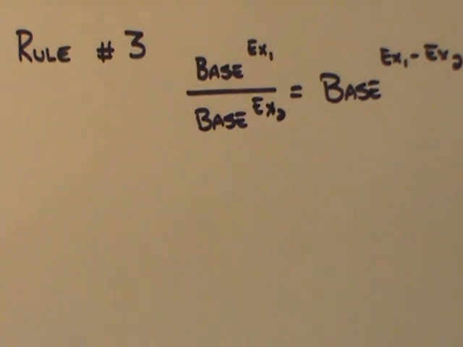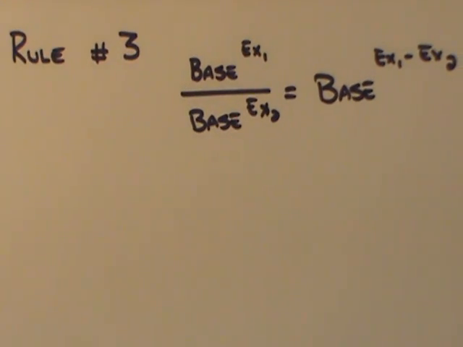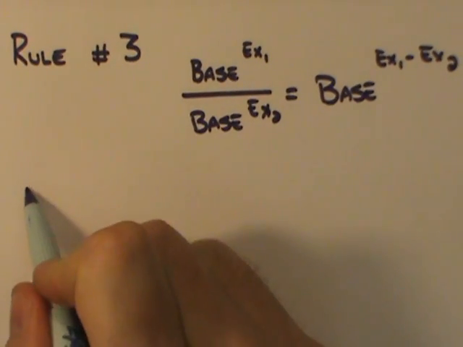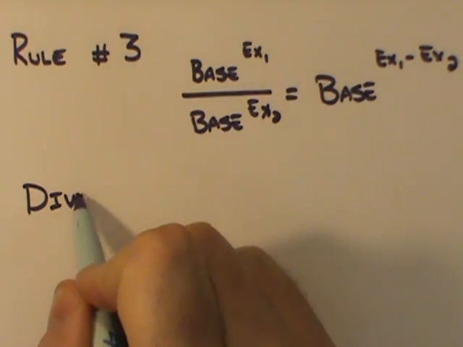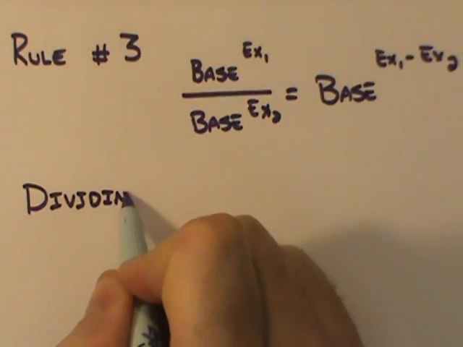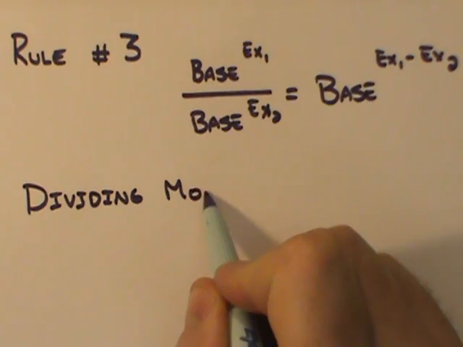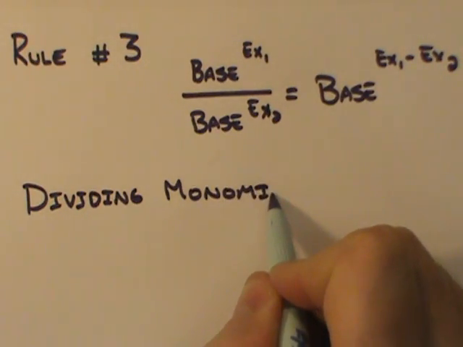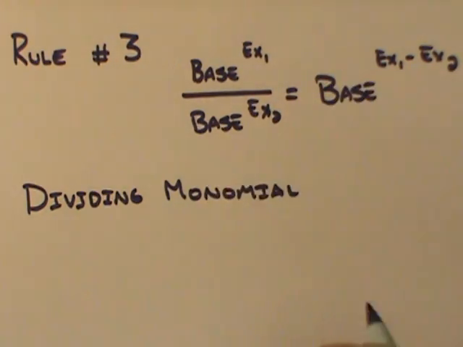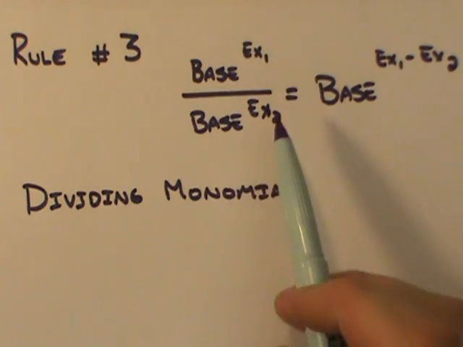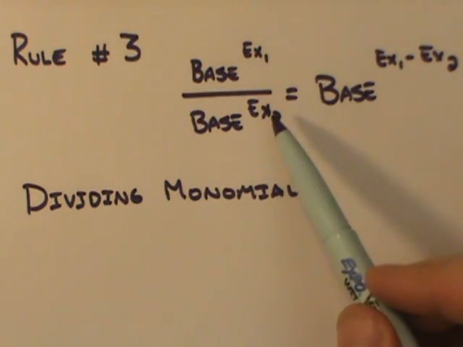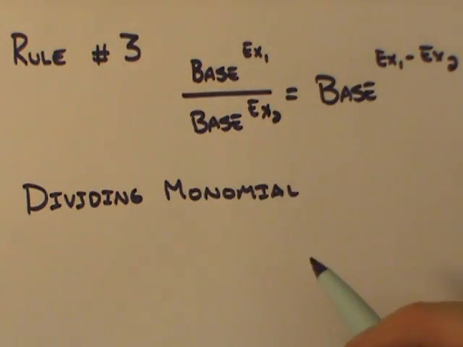Now it's time to introduce rule number 3, base exponent over base exponent. It's also known as dividing monomials. Now, this is the rule, as I've already stated. You take your top exponent and you subtract your bottom exponent.